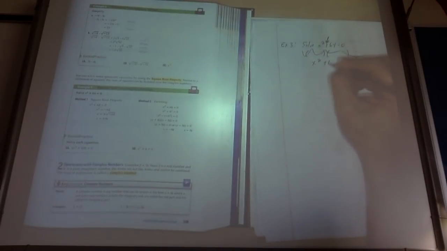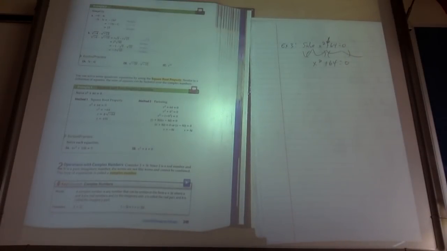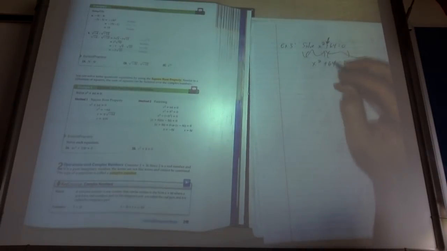Well, luckily we do. So x squared plus 64 equals 0. We can just go get x by itself. So here's what we're going to do. Okay, I'm going to subtract 64 from both sides. I get x squared equals negative 64. Now, to get rid of a squared, we take the square root.